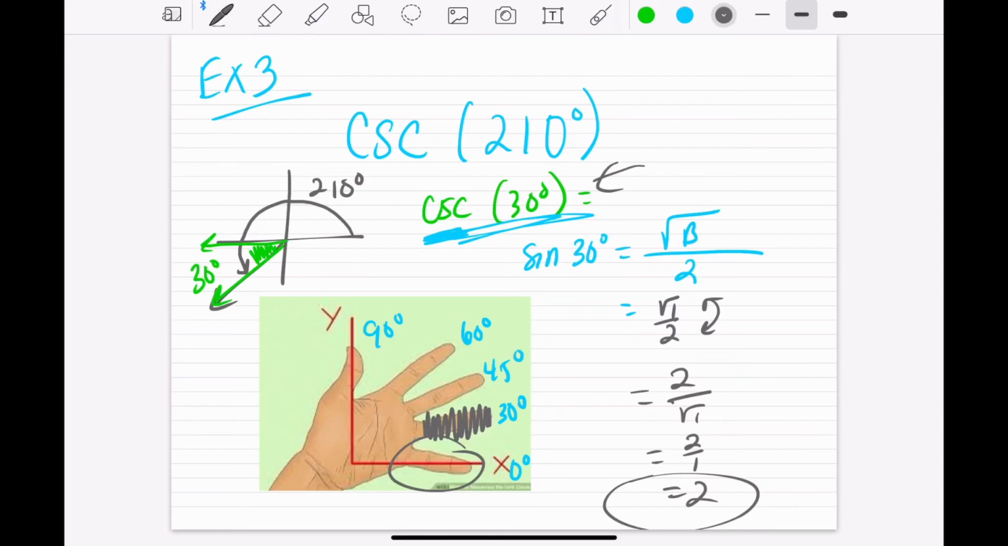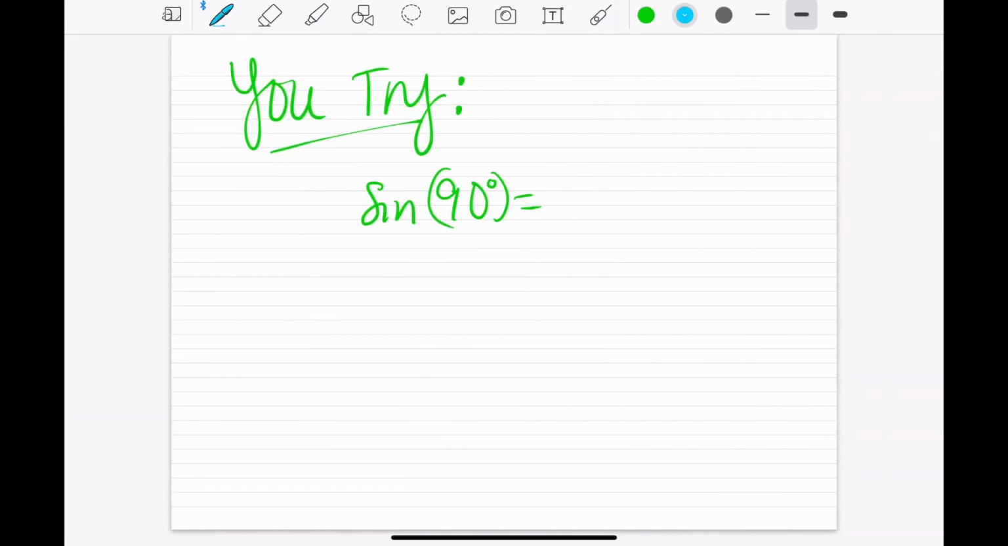But don't forget to check your sign at the very end. So your angle landed in the third quadrant. All students take calculus. Remember that only tangent and cotangent are positive in the third quadrant, so your answer will be -2. Go ahead and try the following problem. Pause the video and then come back.